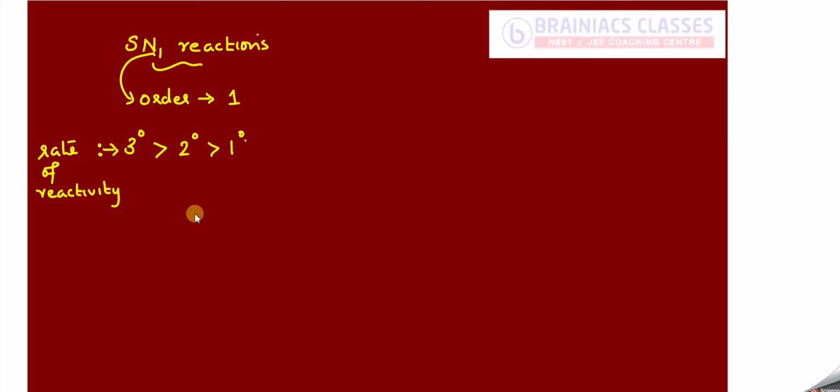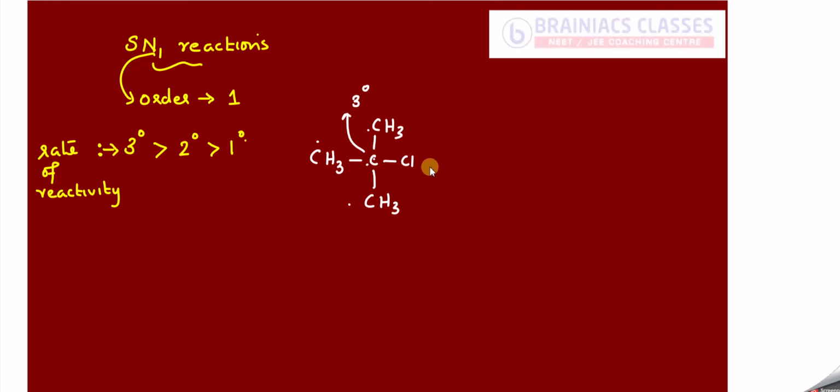Now, what is the determining factor? Why do you say a 3-degree alkyl halide will give an SN1 reaction? To understand that, I will explain its mechanism. For example, I will take a 3-degree alkyl halide like (CH3)3C-Cl. We know that chlorine is connected to a carbon that is connected to 3 other carbon atoms. That's why we say this is a 3-degree alkyl halide.